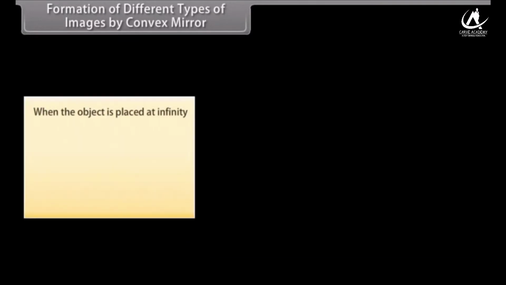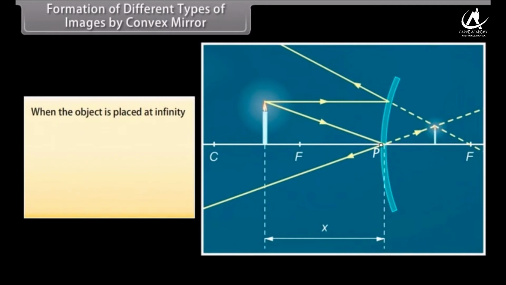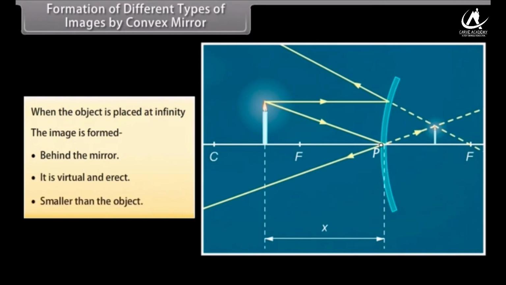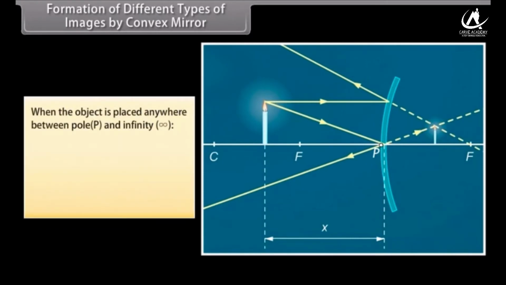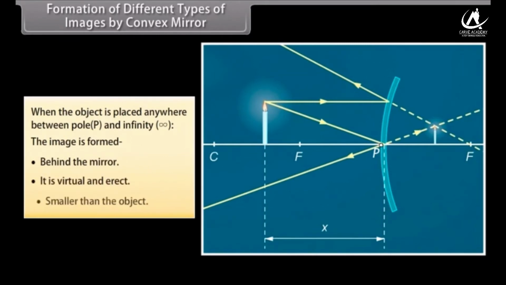Formation of different types of images by convex mirror. When the object is at infinity, the image is formed behind the mirror. It is virtual and erect, smaller than the object. When the object is placed anywhere between pole P and infinity, the image is formed behind the mirror. It is virtual and erect, smaller than the object.